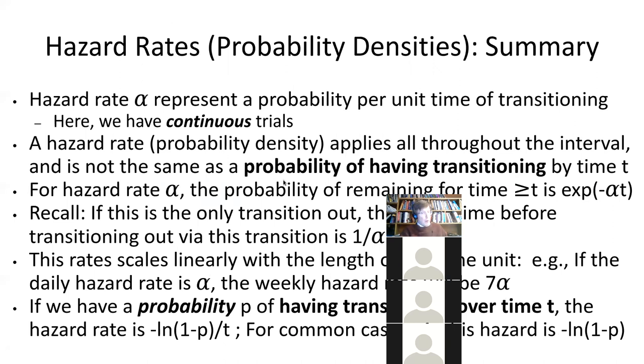Now, importantly, and this is very important for your exercise, this rate alpha scales linearly with the length of the time unit. So if I have a daily hazard of 0.001 per day, the weekly hazard rate will be 7 times that, so 0.007. The math all works perfectly. If I have a daily hazard of 0.01, the yearly hazard will be 365 times 0.01, or 3.65 approximately. So it scales linearly.